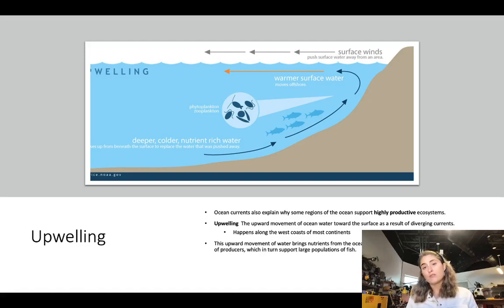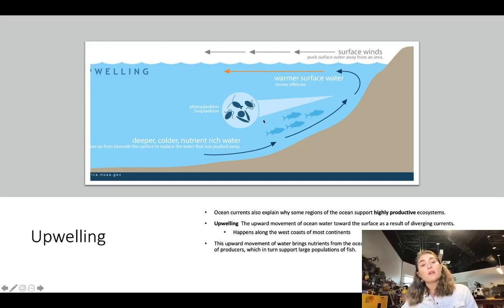Generally, the west coast of most continents have a really high [...] important fishing industries because they live in an area where there's a lot of upwelling. There tends to be more primary productivity, and so large-scale fishing becomes really important in those areas.